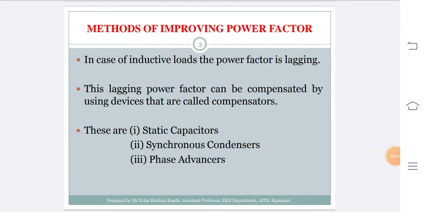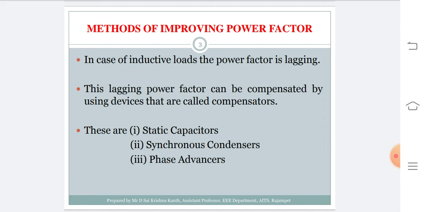Welcome, viewers. In this lecture, I would like to discuss the topic methods of improving power factor in a given distribution system. As we already know, being an electrical engineer, it is a well known fact that the load on a power system is majorly inductive in nature. For inductive loads, the power factor is always lagging. This lagging power factor in a power system can be compensated by using devices called compensators.